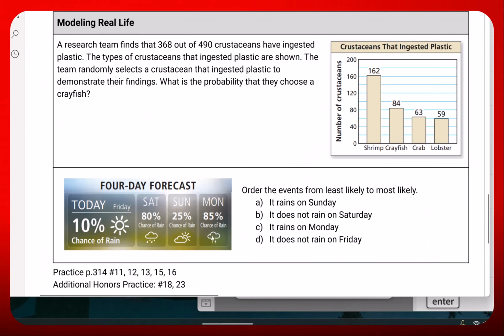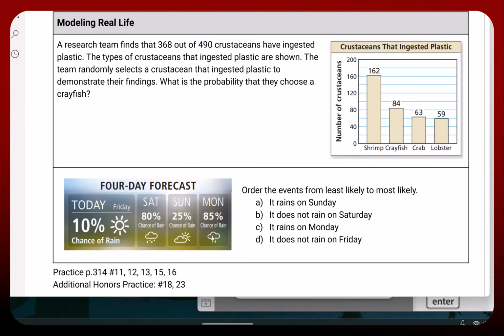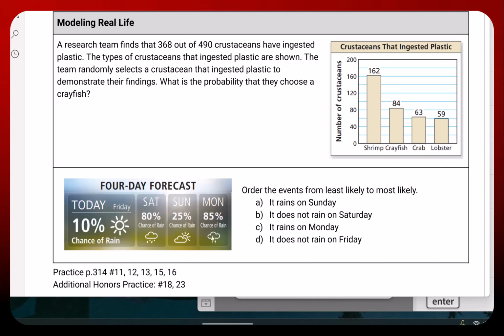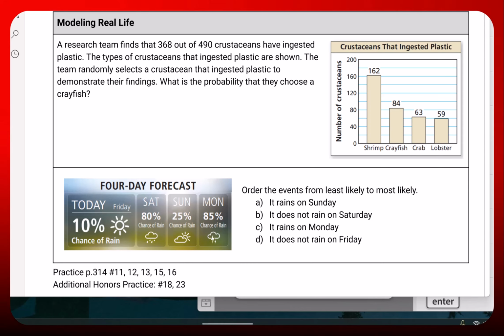All right, modeling in real life. We've got crustaceans, like lobsters and crabs and all that other good stuff. I digress. Okay, so it says a research team finds 368 out of 490 crustaceans have ingested plastic. Yeah, I guess that's a big thing with the oceans and the microplastics and stuff. The types of crustaceans, you got shrimp, crayfish, crab, lobster.